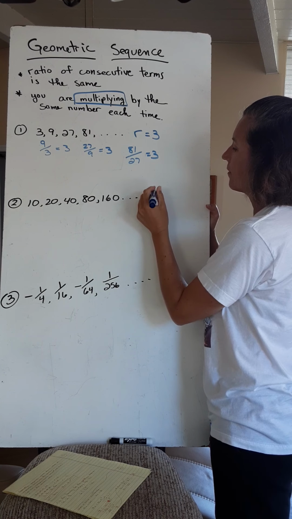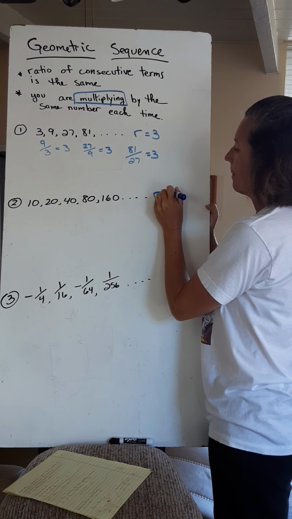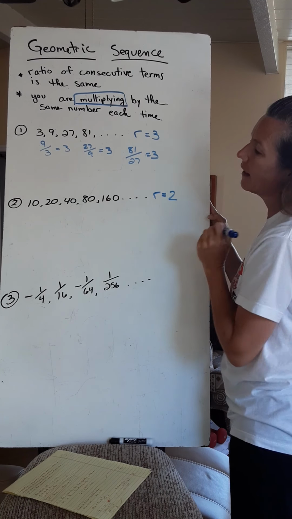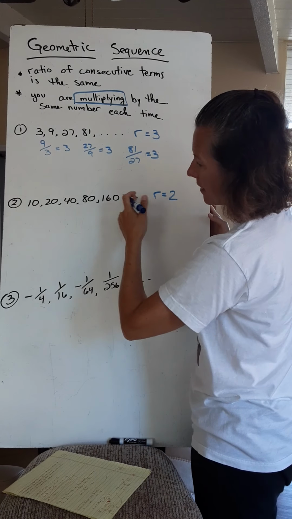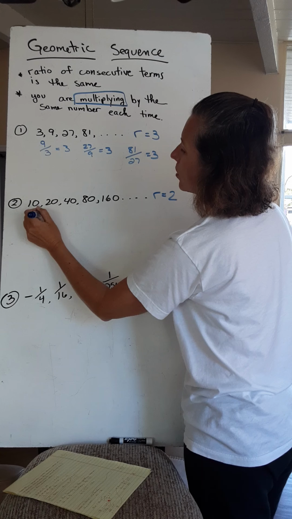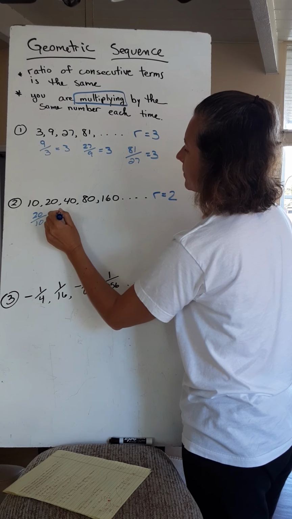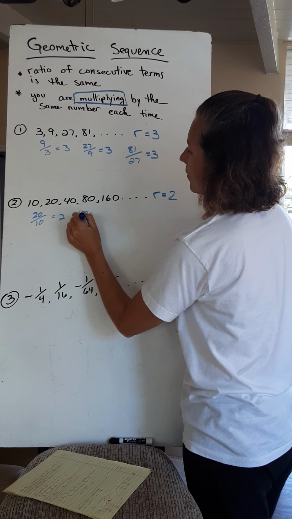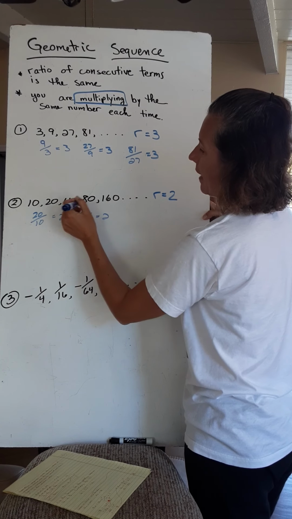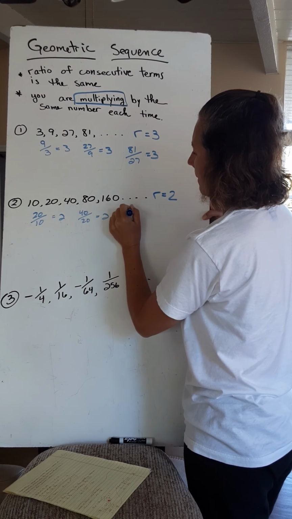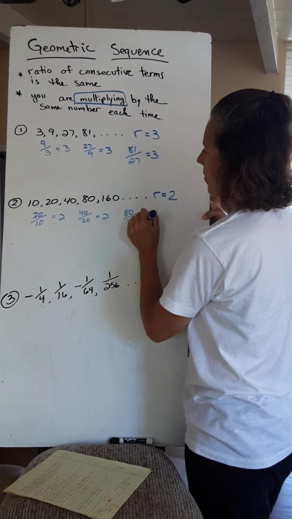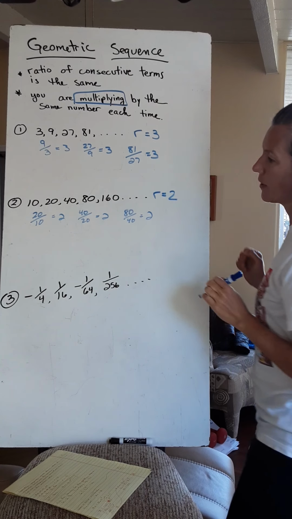Our ratio every time, we're multiplying by 2. But again, if it were not this simple, you would do 20/10, 40/20, 80/40, 160/80 also equals 2.